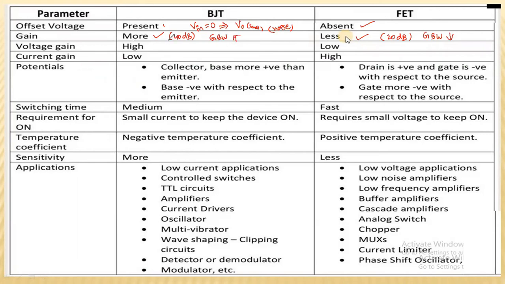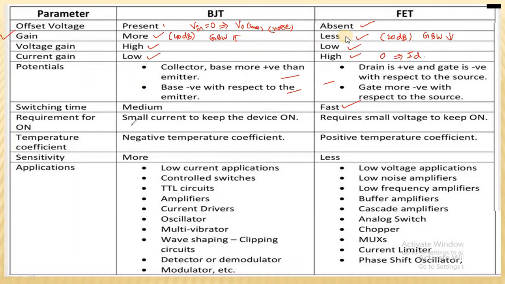Next thing, this also becomes very important: gain and frequency response. In BJT, voltage gain is high and current gain is low, whereas in FET, voltage gain is low and current gain is high. Because for FET the input junction is reverse biased, the input current is almost 0, but we get a higher current gain. Next, the potentials, these are very simple; you can go through them. Switching time is faster in FET, so they are preferred in digital circuits.